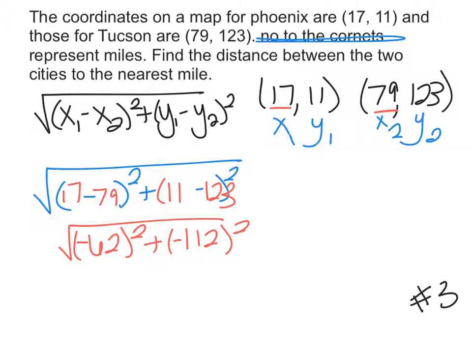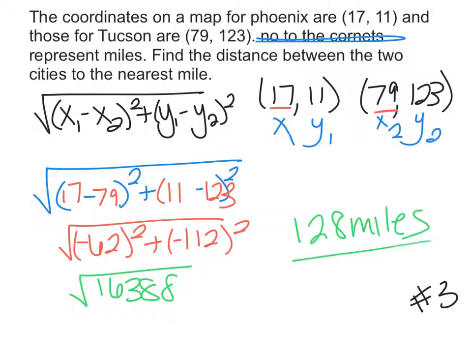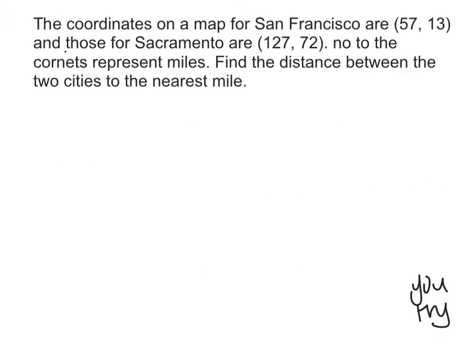So I'm going to take 62 squared and add 112 squared. Now I'm going to use my calculator. So when I do that, I get the square root of 16,388. When I take the square root of that answer, it says round to the nearest mile, so I get 128 miles. You try this problem.